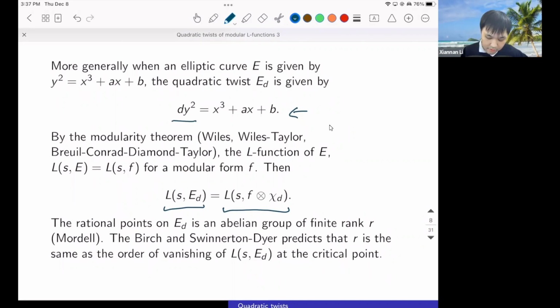So it's well known that the rational points on the elliptic curve form an abelian group of finite rank, and then the Birch and Swinnerton-Dyer conjecture predicts that this rank r is the same as the order of vanishing of the L function, L(s, E_D), at the critical point. I guess I should mention that for me, the critical point will always be s equals a half. That's the normalization I'll use. Okay. So if you're interested in this type of problem, you may well be motivated to be interested in the behavior of these types of L functions near the critical point or at the critical point.